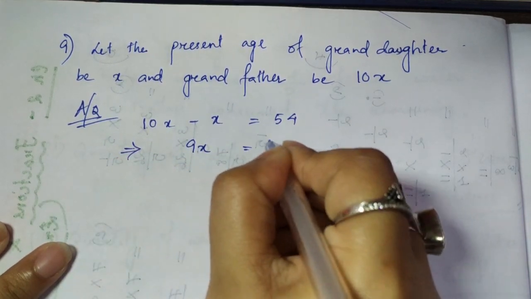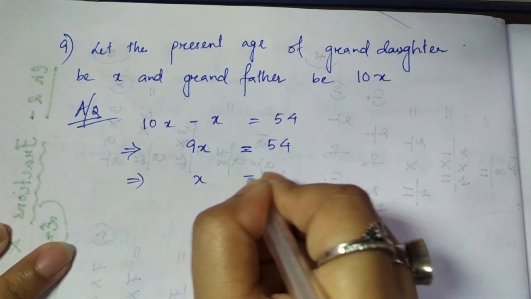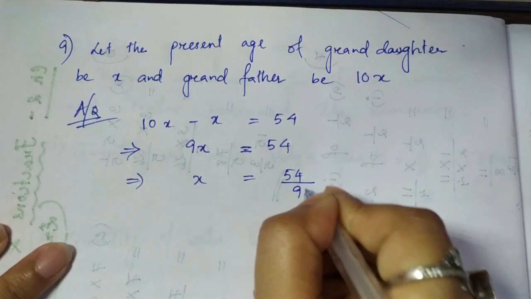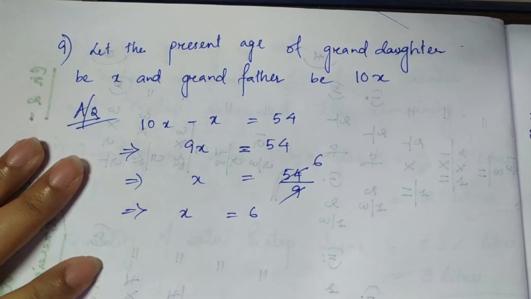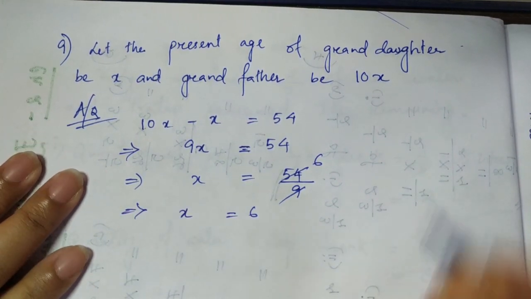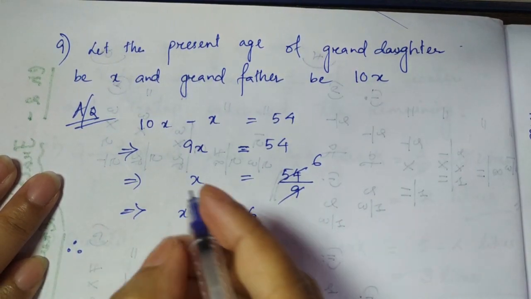9x equal to 54. Subtracting, I get 9x, right? x equal to 54 divided by 9. Cancel it, 6. That means x is equal to 6. I got x equal to 6. Now, if I have x, I can find out the present age of the granddaughter and also the grandfather.